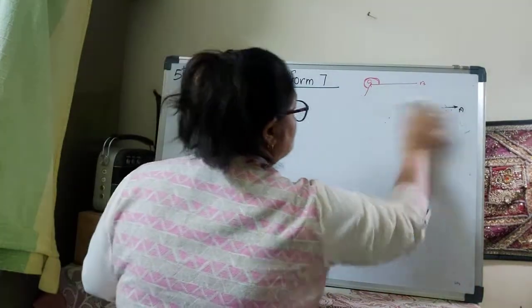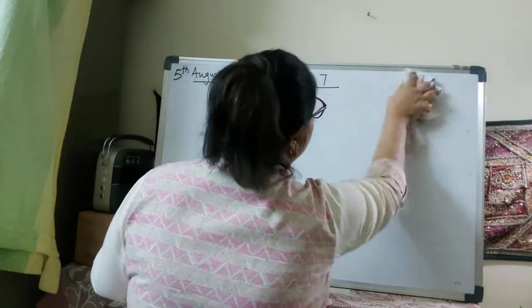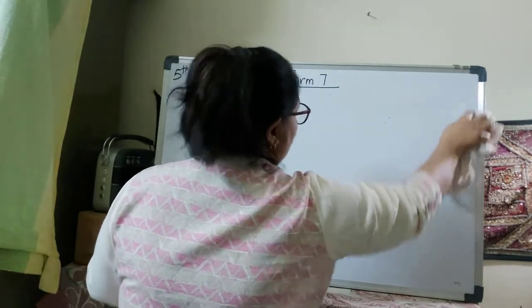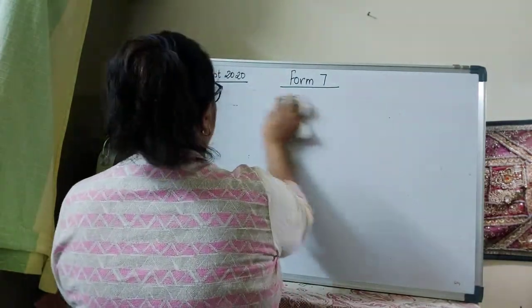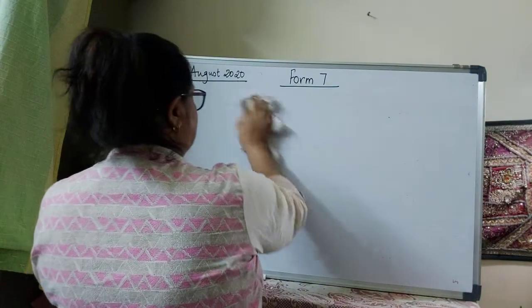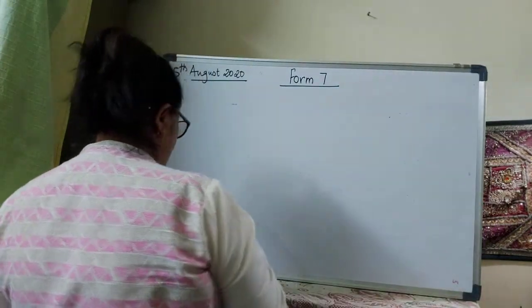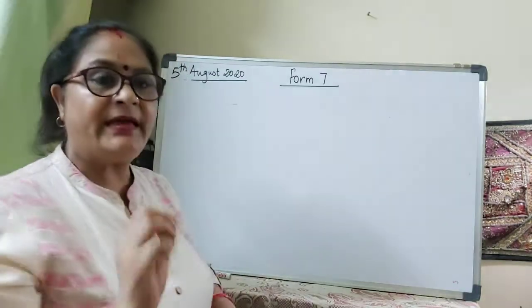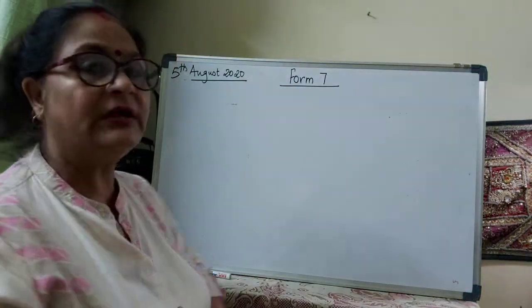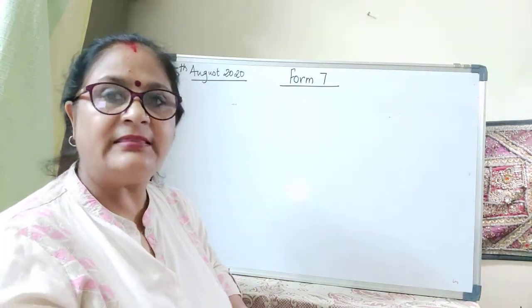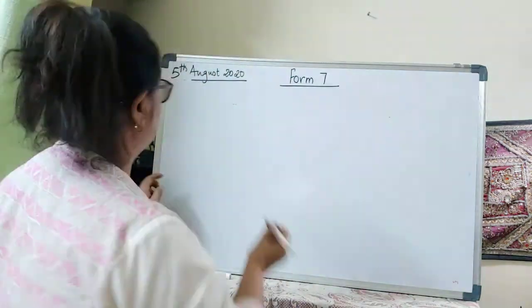Now we go on to related angles, or pairs of angles. There are different types of pairs of angles that we are coming to. Again, I'll give you the terminology and then I will explain it.